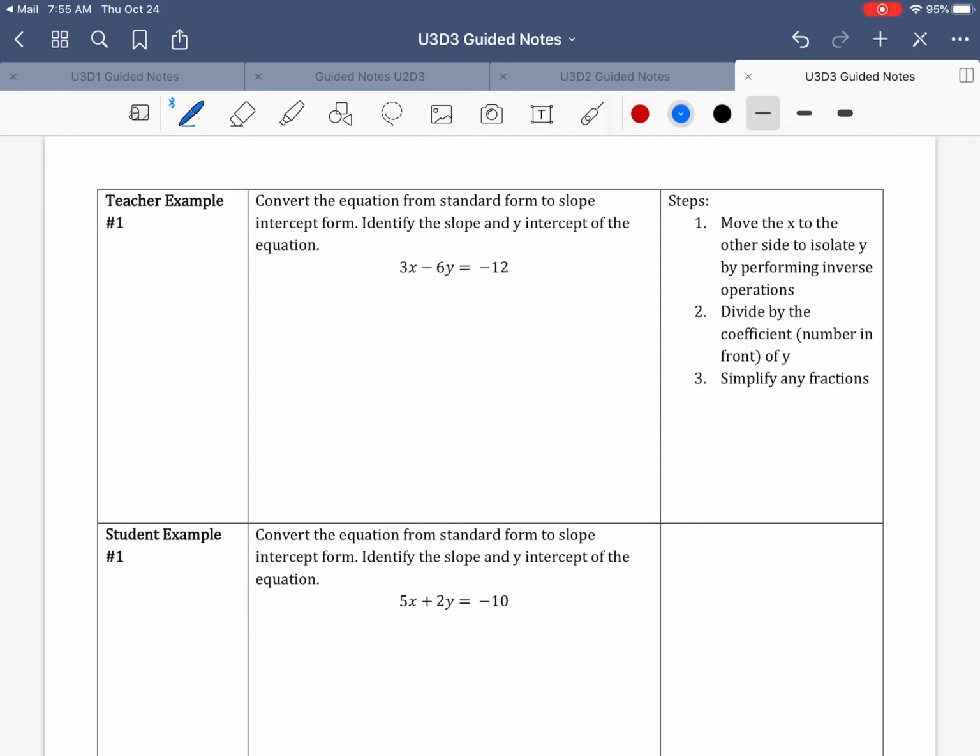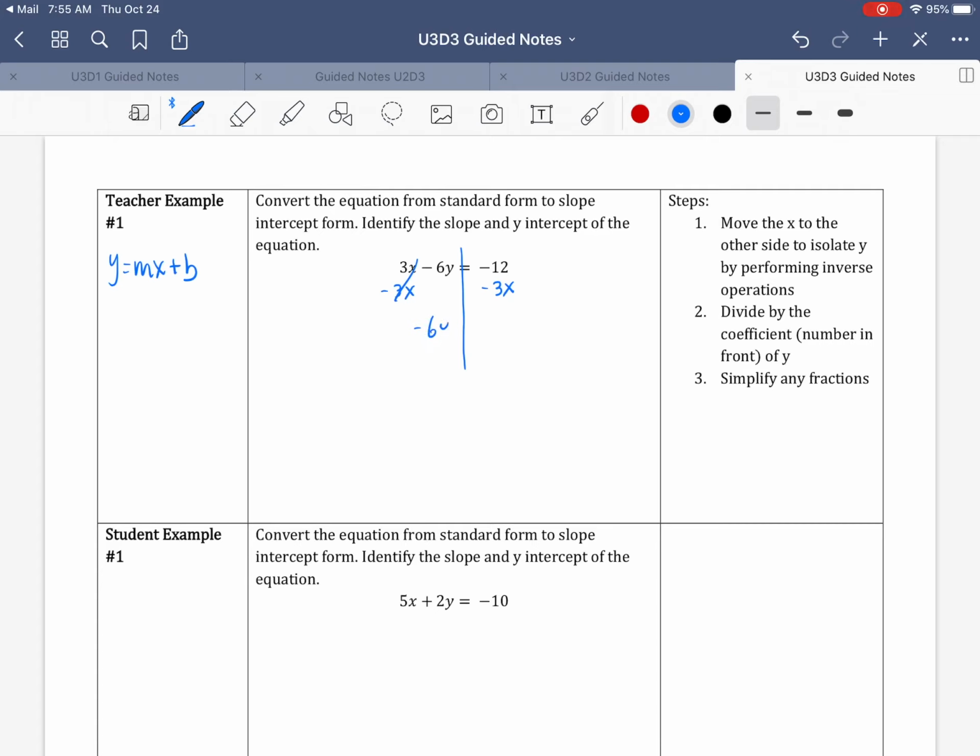Now our first teacher example asks you to convert the equation from standard form to slope-intercept form, then identify the slope and y-intercept of the equation. When we're converting from standard to slope-intercept form, we need to isolate y because we know y equals mx plus b is our slope-intercept form. So in order to isolate y, we need to undo and get rid of our 3x. The inverse of a positive 3x is negative 3x. So we're just going to subtract 3x from both sides.